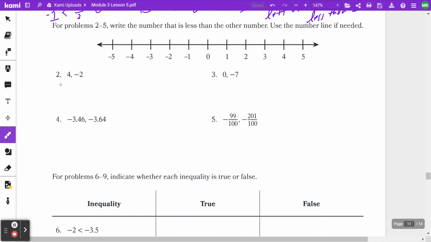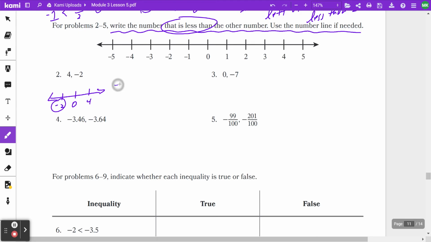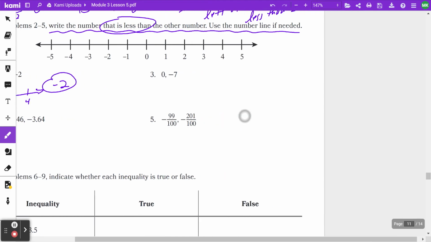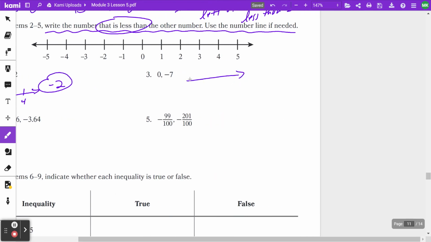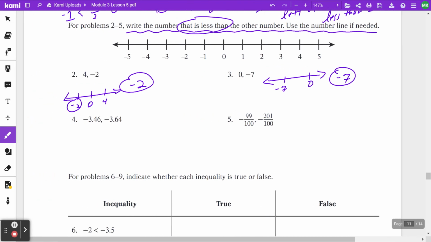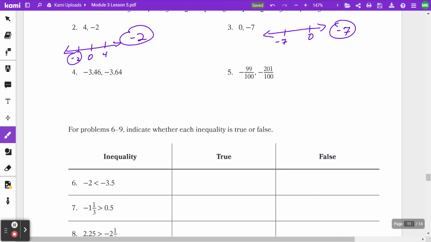And then you do a bunch of these. So, write the number that is less than the other number. Again, number lines. If I have a positive or negative, I'll put 0 in the middle. That'll be the 4. That'll be the 2. So write the value that's less. The -2 is the lesser value. On this one over here, this would be the 0, this would be the -7. So the -7 is to the left. It is the lesser value. This one's kind of fun. Let's see what's up.